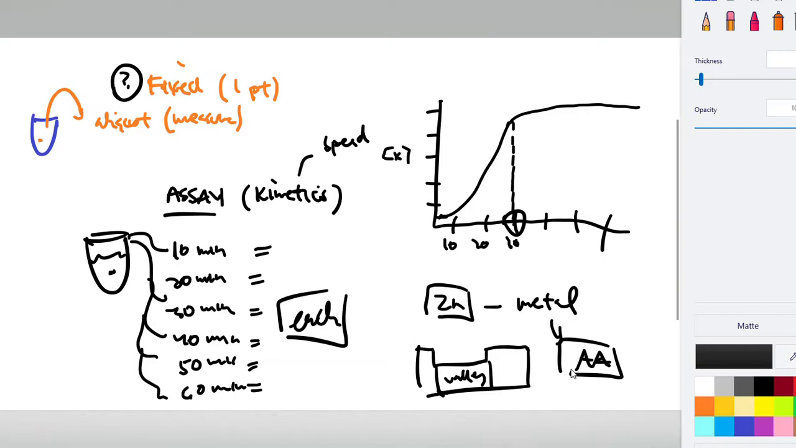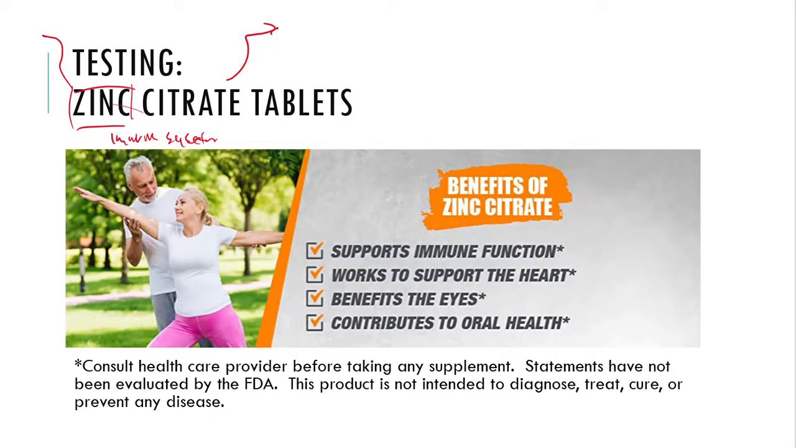And the AA is tuned in order to detect metals like the valley elements and tell us how much is actually present. If we know how much zinc is present, then we will know how much zinc citrate was present. And if we know how much zinc citrate was present, then we know how much of the pill dissolved, because the pill will have a label on it. And that label will tell me how much zinc is present if I take each pill. All right? So that's how this process is going to work, and that's why we've chosen what we've chosen.